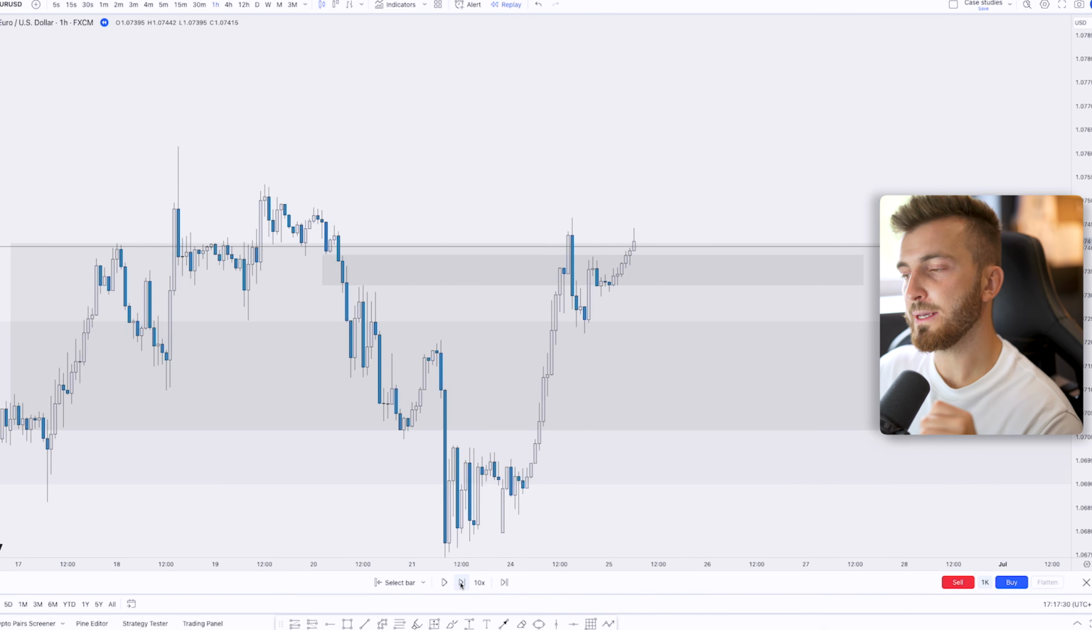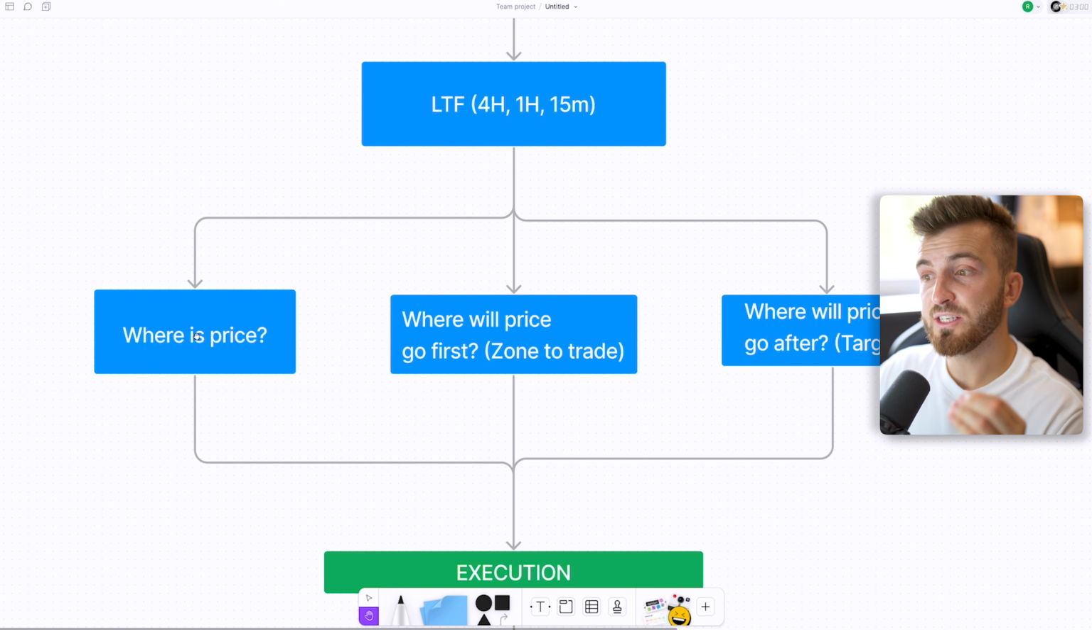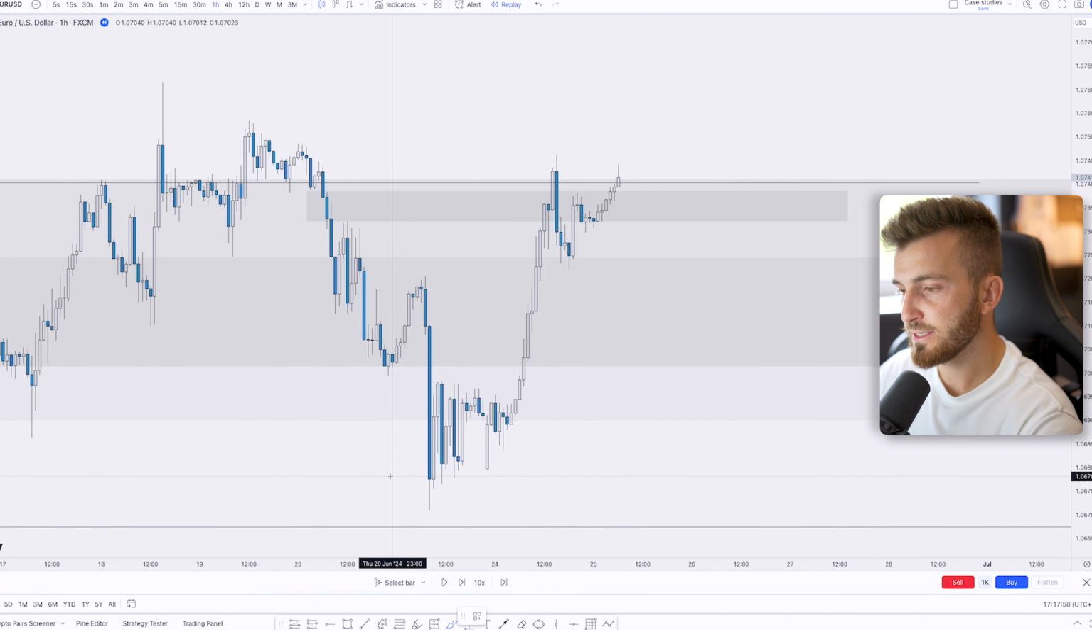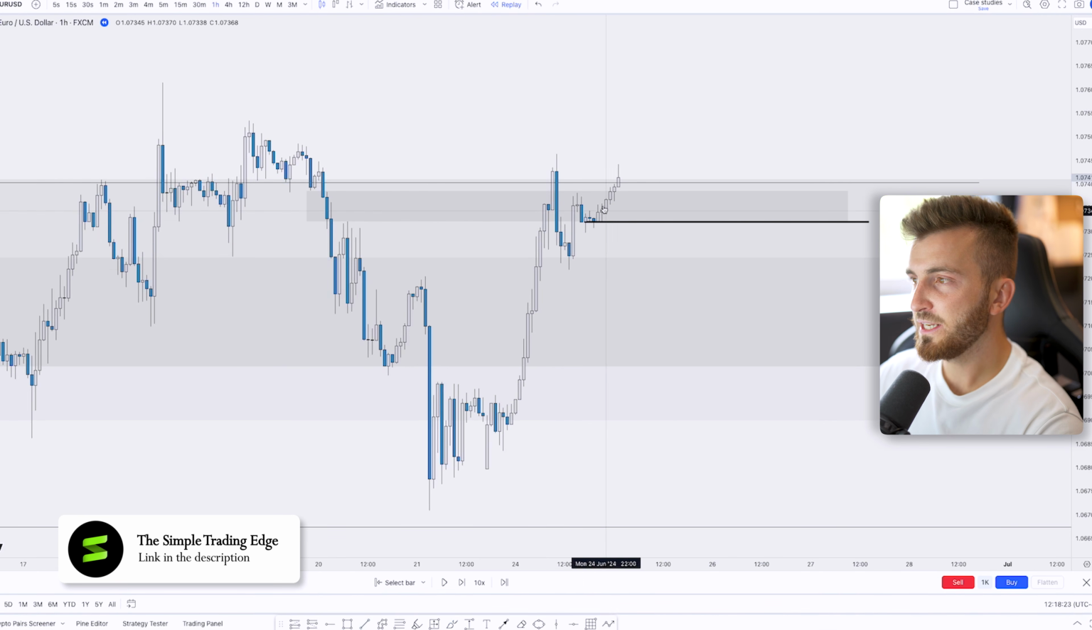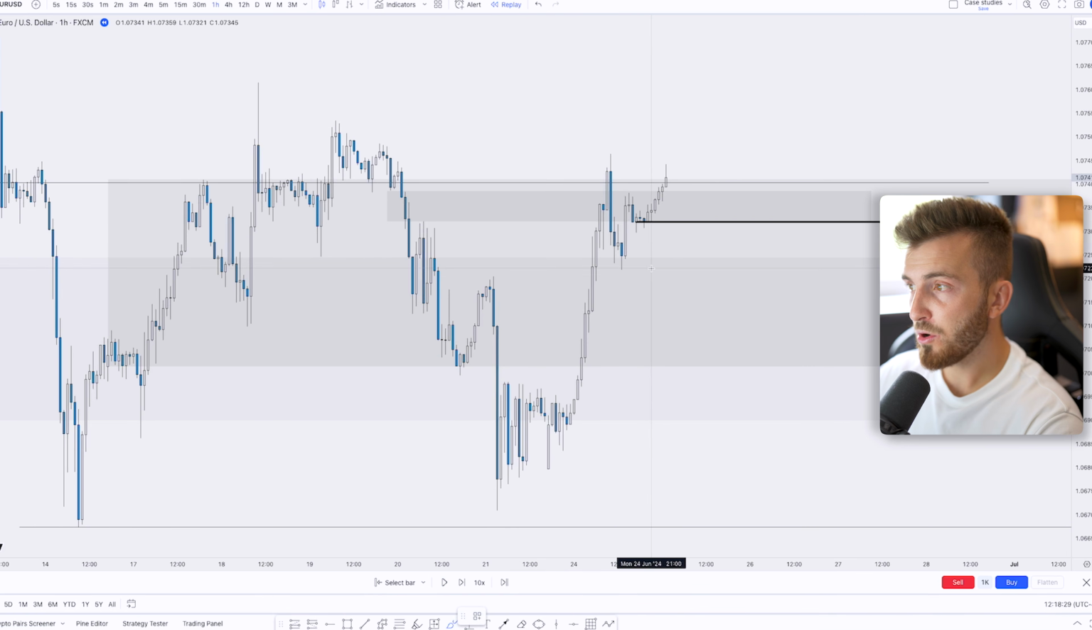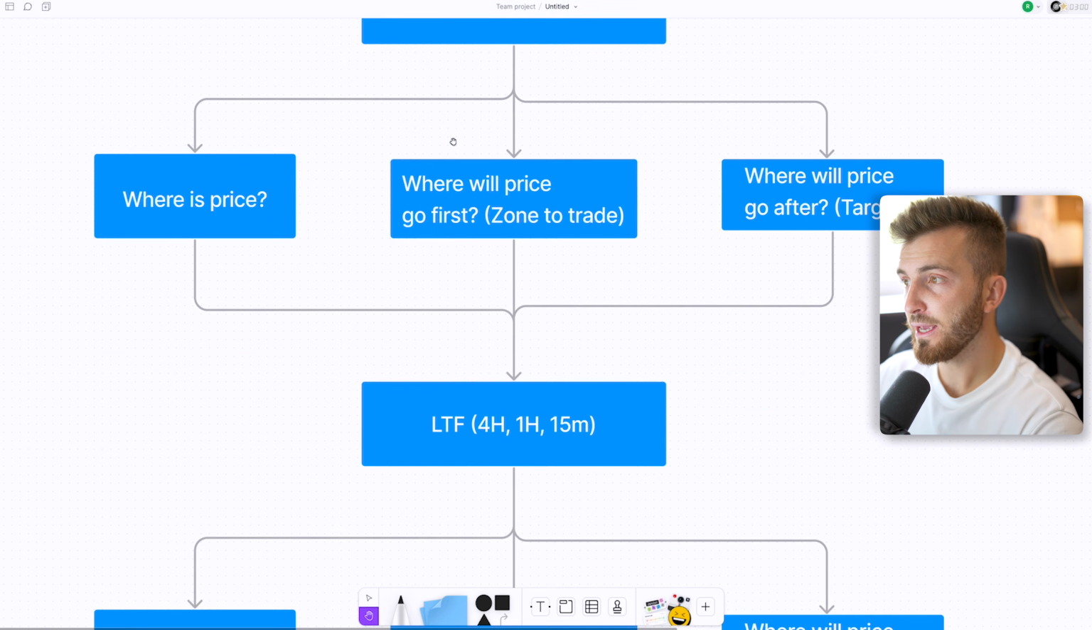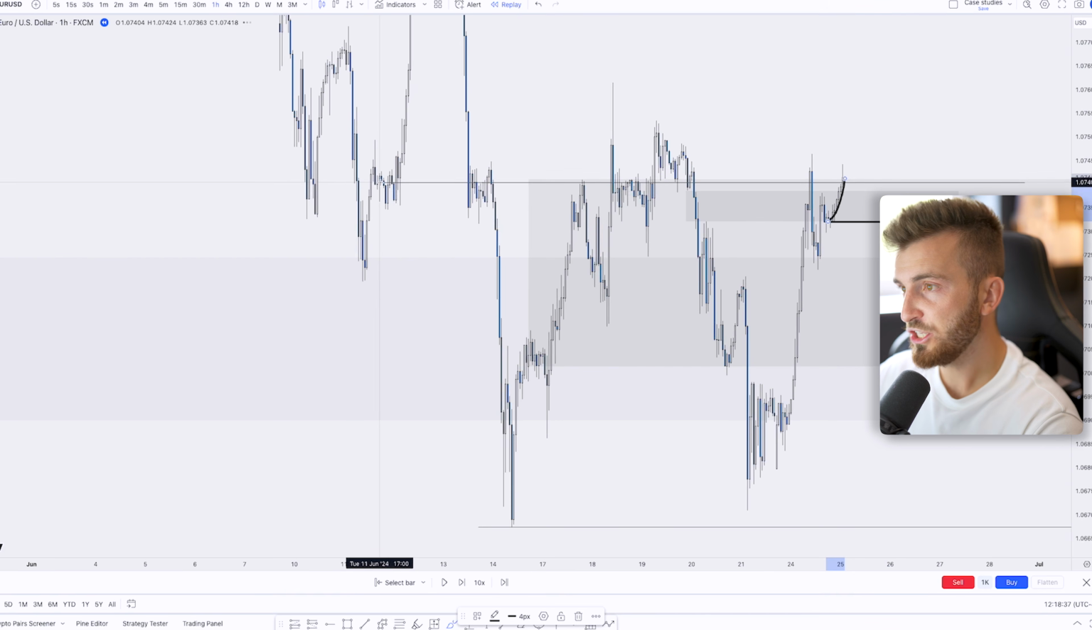What do I want to see? Well, I want to see where price is right now, where will price go first, and then where price will go after. So once the day opens, what am I looking for? Well, this right here is the daily open. I want the market to go up. Where? Towards the higher time frame PD array again, which is the order block, which we just tapped again.